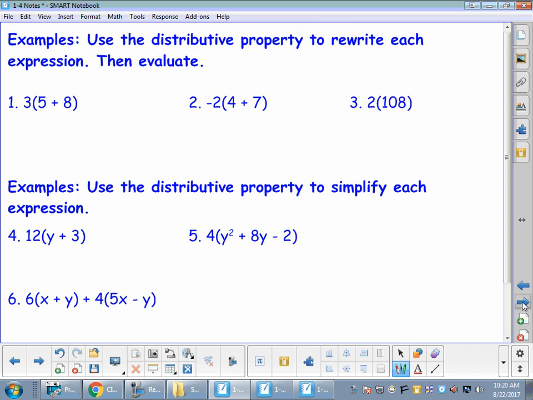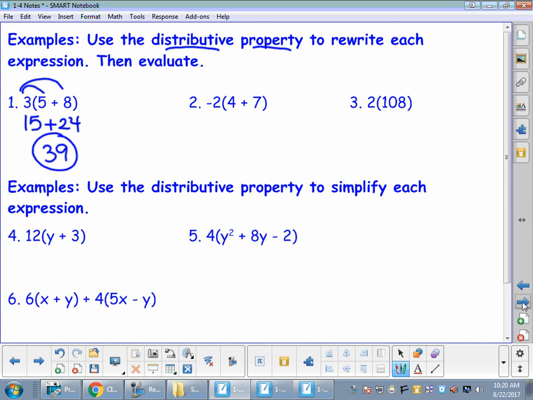Then we can actually go ahead and go through each of these different examples to either simplify or evaluate. So again, for this first one, I want you to use the distributive property. I don't want you to use order of operations. 3 times 5 is 15. 8 times 3 is 24. So 15 plus 24 is 39.